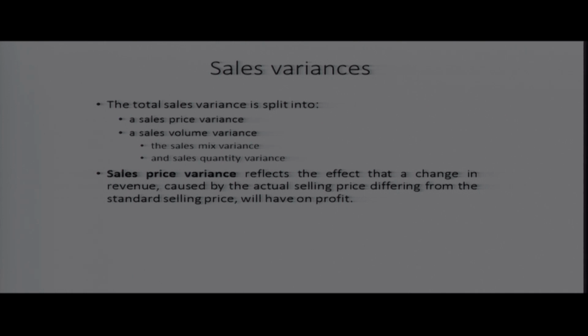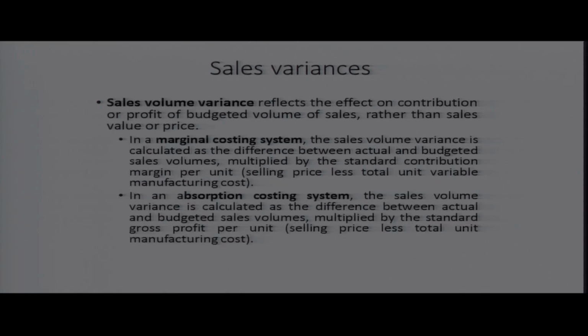The sales price variance reflects the effect that a change in revenue caused by the actual selling price differing from the standard selling price will have on the profit. The sales volume variance reflects the effect on contribution or profit of budgeted volume of sales rather than sales value or price.